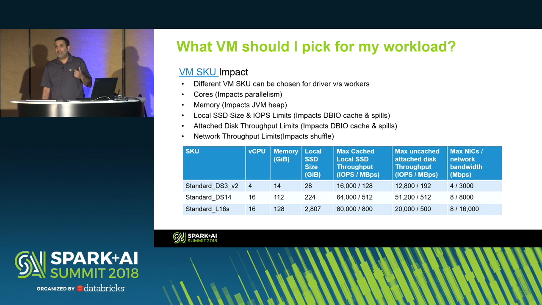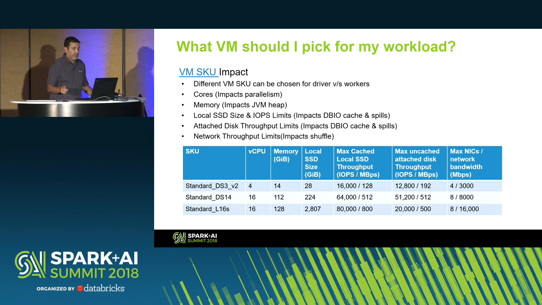And so cores can impact things like parallelism, how many tasks or Spark tasks are issued. Memory can impact JVM heap size. The SSD size and IOP limits can impact DBIO cache or spills when you cache a data frame. And then the attached disk throughput limits. So this cache initially starts out on SSD and then has an auto scale where Databricks attaches additional disks to the VM. So the attached disk throughput limits can affect that DBIO cache as well. And the network throughput limits of a VM can impact shuffle.